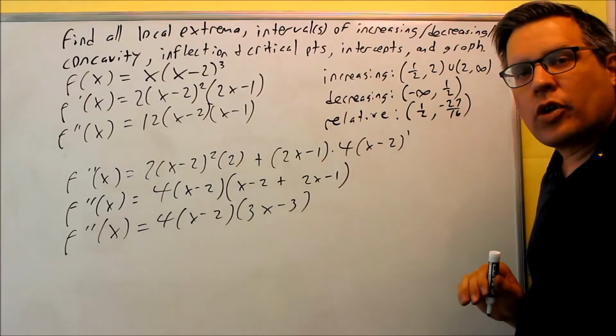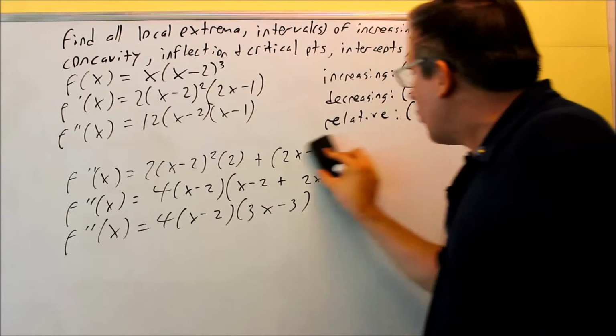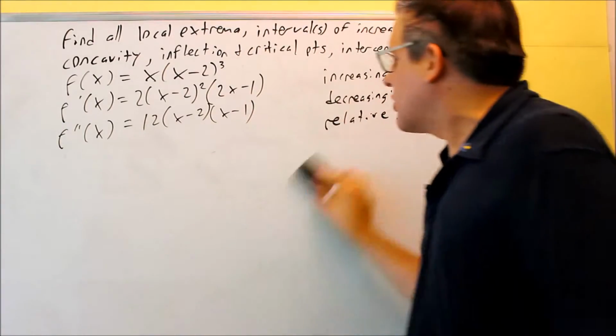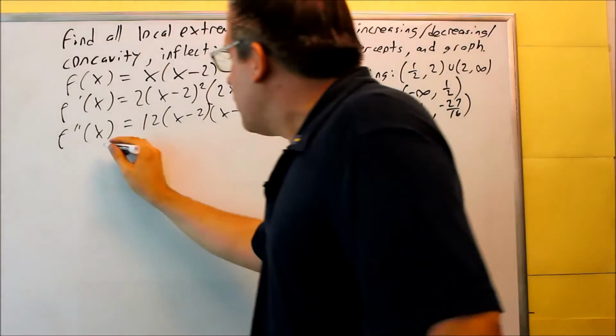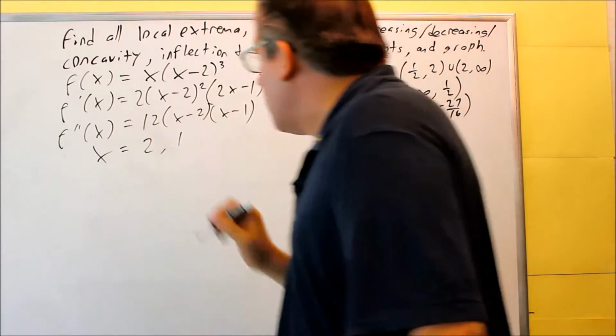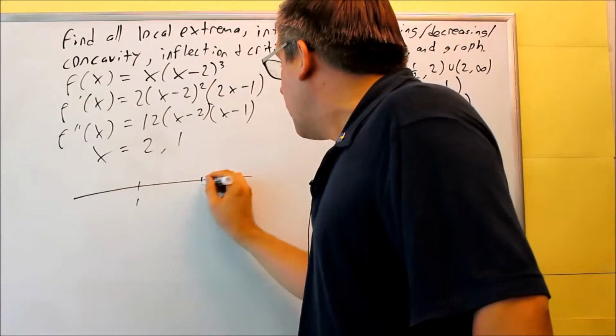It's this one that we're going to set equal to 0 to get the possible inflection points. Again, you don't know if they're inflection points unless you look at the sign chart, but these are the numbers that will go on the sign chart. You're going to get x is equal to 2 and 1. Put these on the number line. We have 1 and 2.